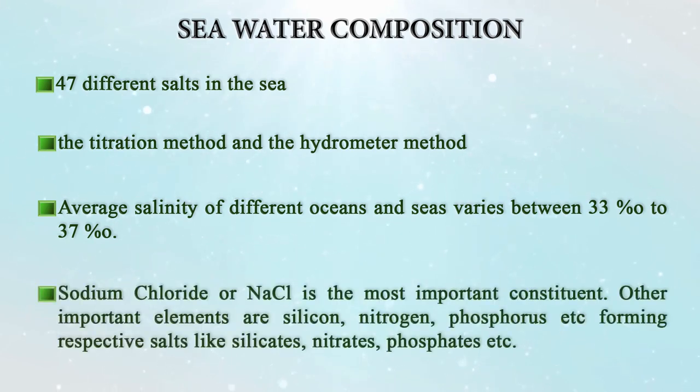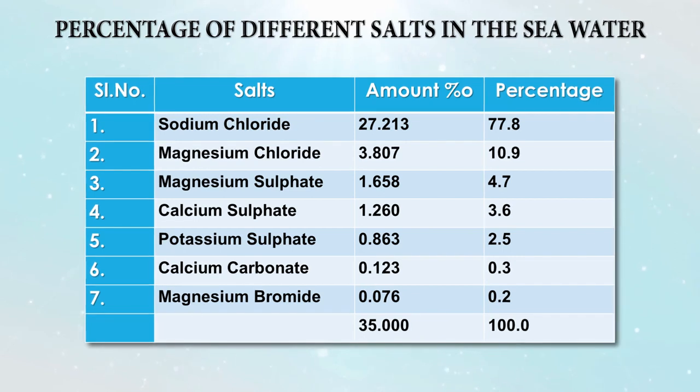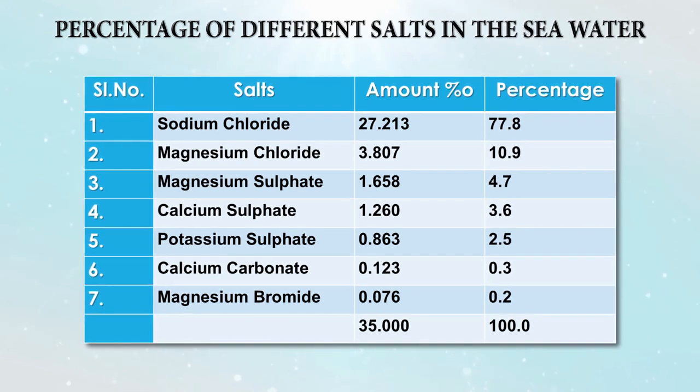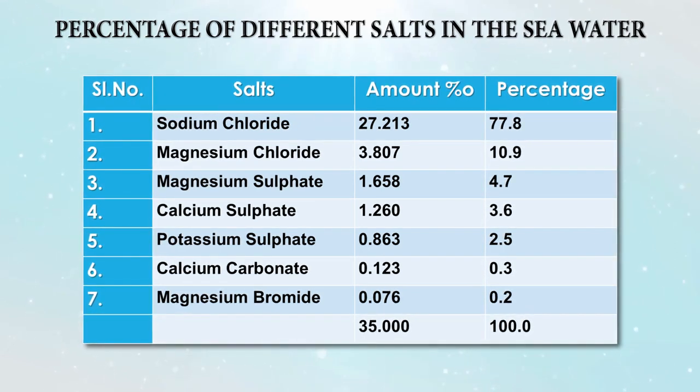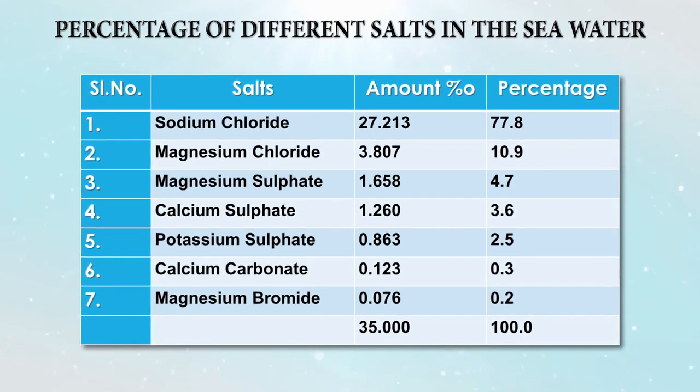And as I have already told you, sodium chloride is the most important constituent of seawater. Other elements are silicon, nitrogen, phosphorus, etc., forming respective salts like silicates, nitrates, phosphates, etc. Let us see in this table. You can see the salts are mentioned in the left part of the column, like sodium chloride, which is the most prominent salt present in seawater.